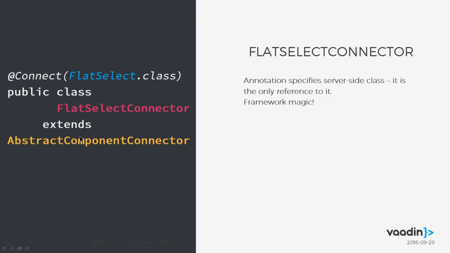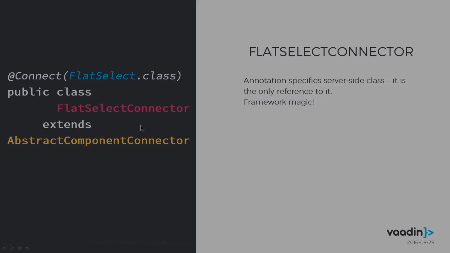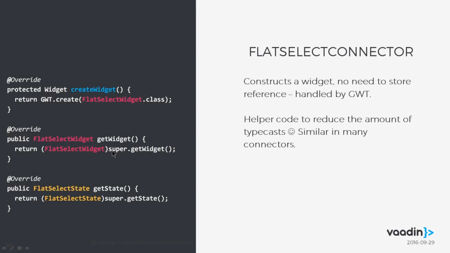Our connector is extending from AbstractComponentConnector. And you can see the annotation here. This is the only reference to the server-side code in the client-side code. So this is how the framework knows that for this component, for FlatSelect, it should use this as a connector. We have 3 methods implemented for us in the connector.